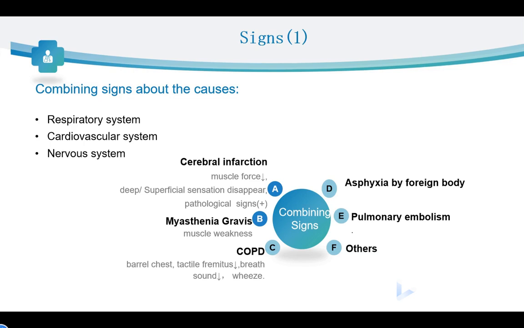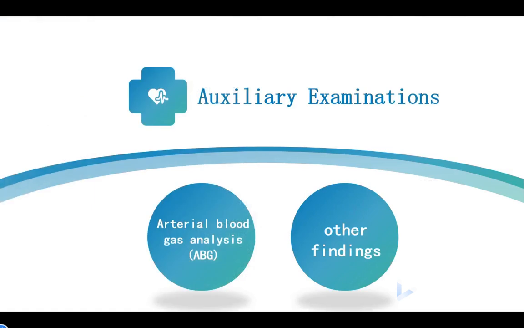And if the respiratory failure is caused by the COPD, we usually can find the barrel chest, vocal parameters decreasing, decreased breath sound, wheezing rales, and so on during the physical examination of the respiratory system. And that's the second group of the signs, the combining signs caused by the causes. Now, let's move to the auxiliary examinations.